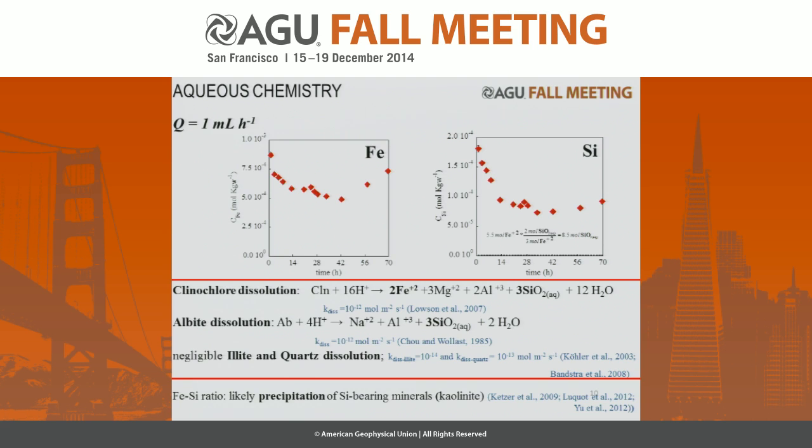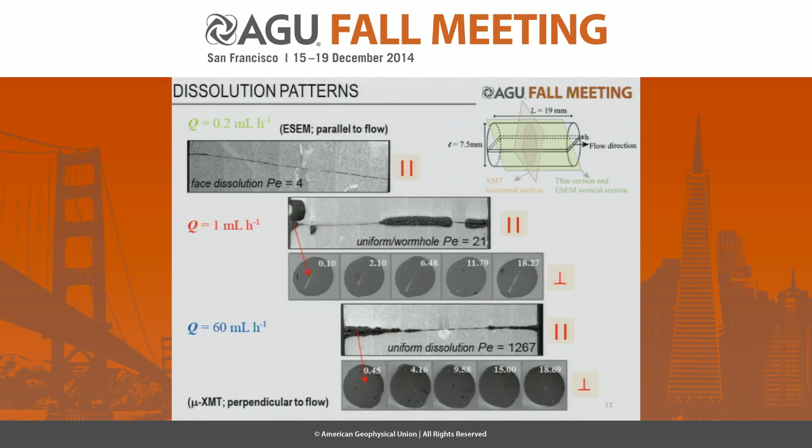So the quartz and illite dissolution was negligible, and the ratio between the iron and silicon from the clinochlore gives us a silicon deficit. So we can say there is likely precipitation of silicon-bearing minerals, which, for example, can be kaolinite. Based on the ESEM and microtomography images, we have ESEM images of the 6 sections that are parallel to the flow, and microtomography images that are perpendicular to the flow, which we can see in this picture.